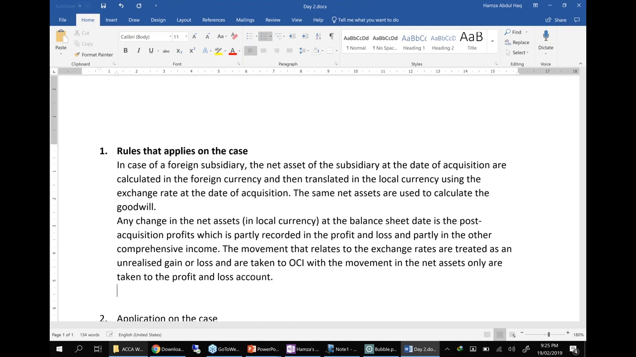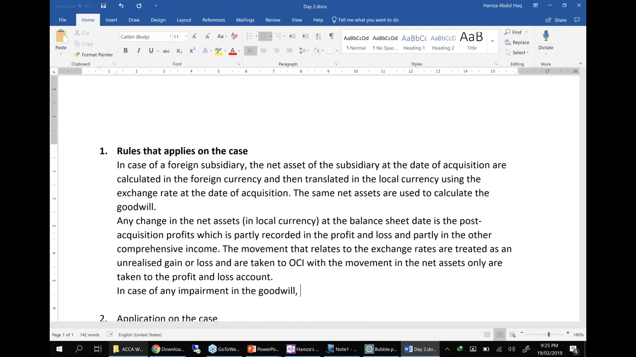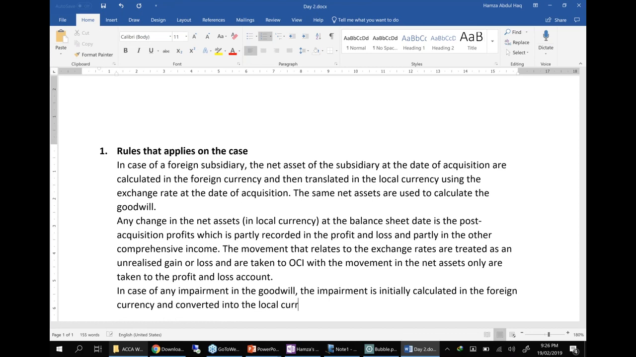So this is where we have defined the net assets at acquisition and its impact on the goodwill calculation. And then we have discussed the changes in the net assets, how they are accounted for. And now we are talking about the impairment. In case of any impairment in the goodwill, the impairment loss is initially calculated in the foreign currency and converted into the local currency using the average exchange rate.